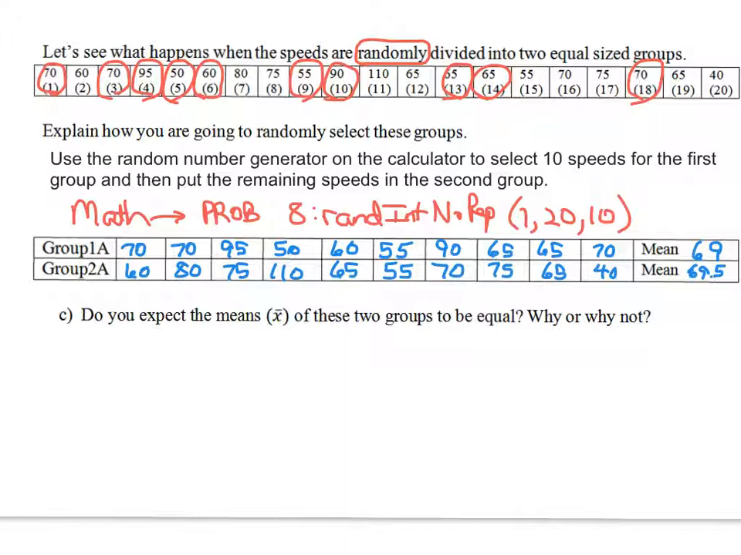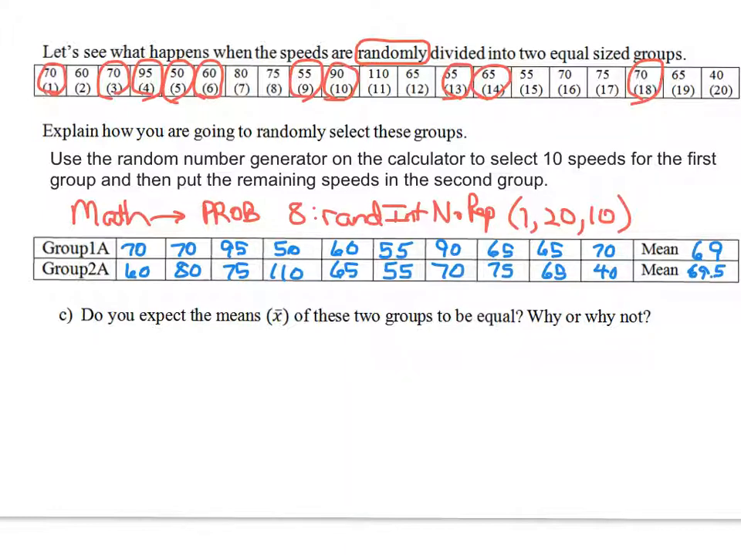So I listed down all of the ones that I chose using my random number generator, and I took the mean of those scores and I got 69. The ones that were not circled from the above list, I put those in group 2A, and I calculated the mean of those, and I got 69.5.